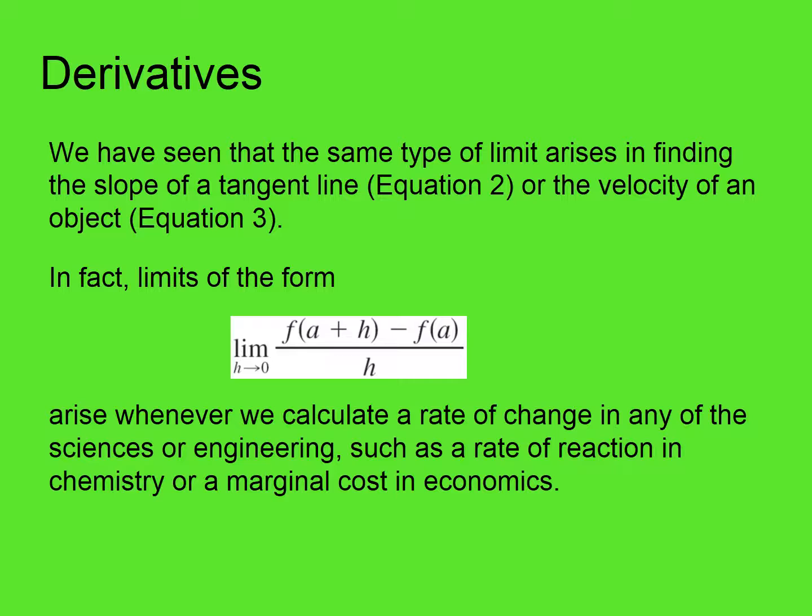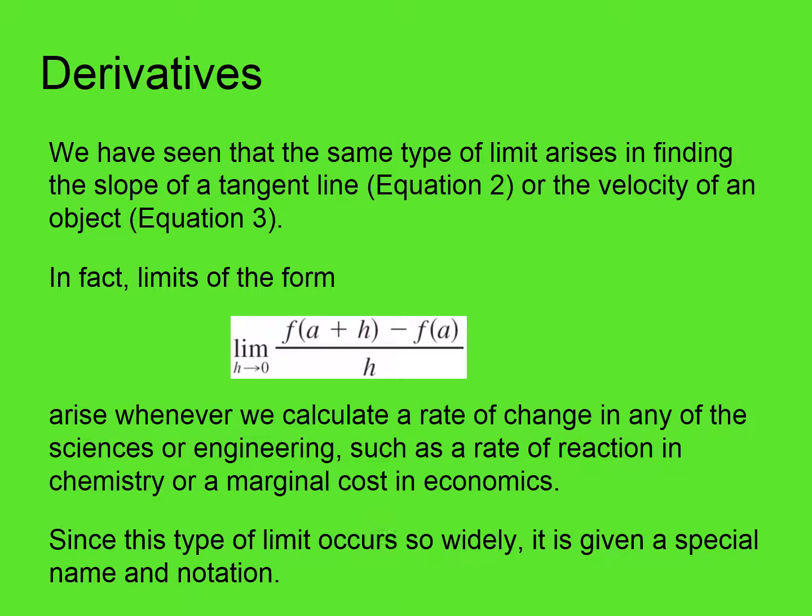In fact, limits of the form limit as h approaches 0 of f of a plus h minus f of a, all over h, arise whenever we calculate a rate of change at an instant in any of the sciences or engineering, such as the rate of reaction in chemistry or marginal cost in economics. Since this type of limit occurs so widely, it is given a special name and notation.